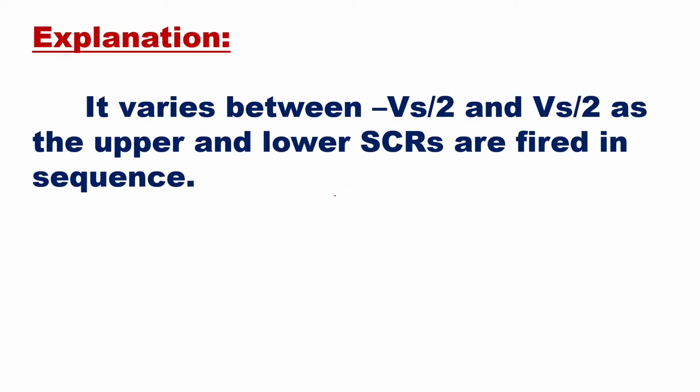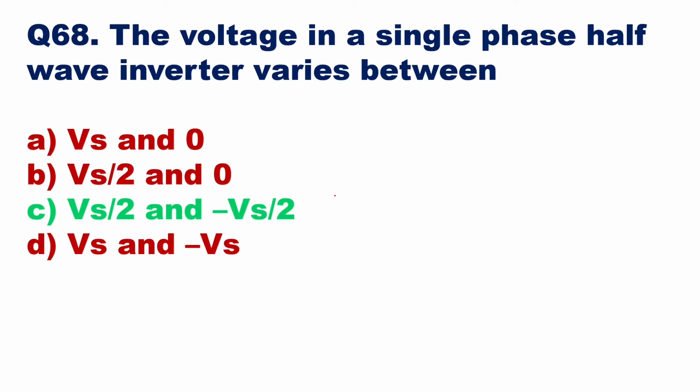So it varies between minus Vs by 2 and Vs by 2 as the upper and lower SCRs are fired in sequence. So here you can see option C is the right answer, Vs by 2 and minus Vs by 2.